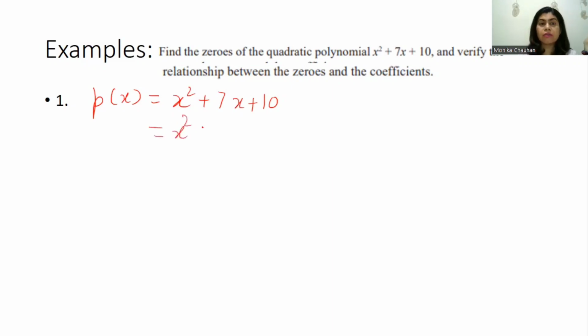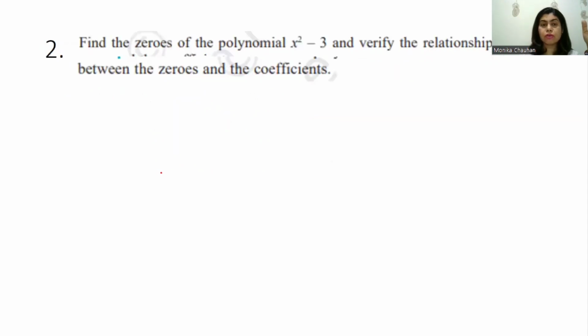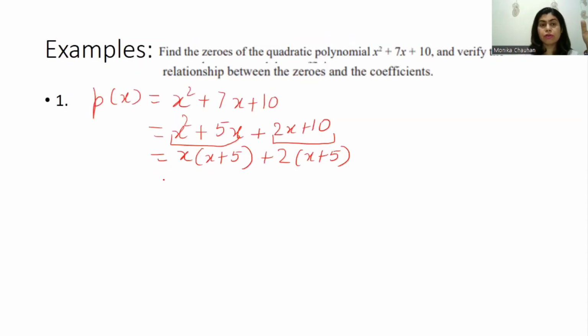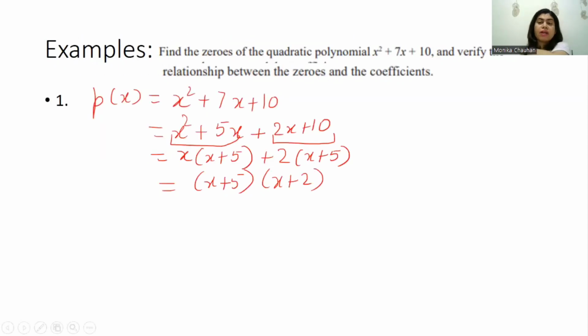So x square plus 5x. I'm splitting the 7x as 5x plus 2x, and plus 10. So the next step is you need to regroup your terms. From the first two, you got x plus 5. And from the next two, you got another x plus 5. So here you go. You got x plus 5 and x plus 2. Again, you got two factors, right? x plus 5 and x plus 2.